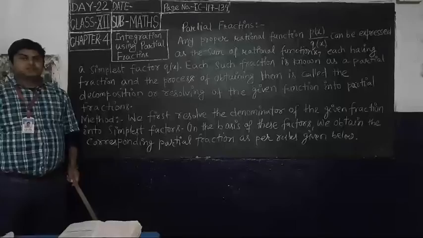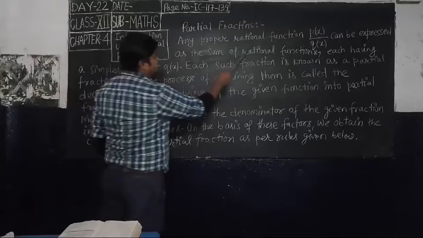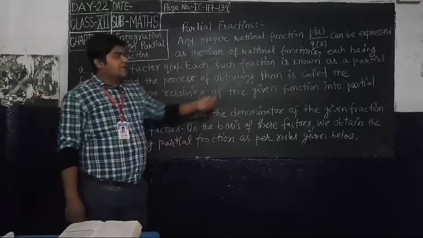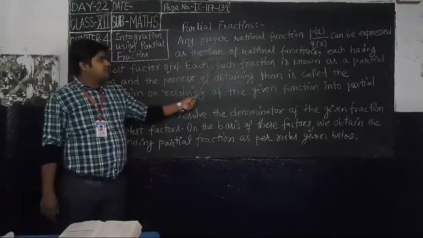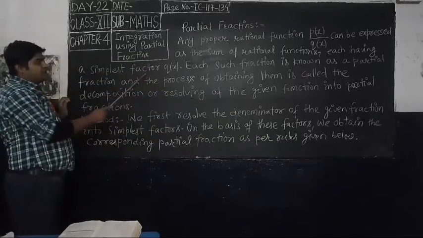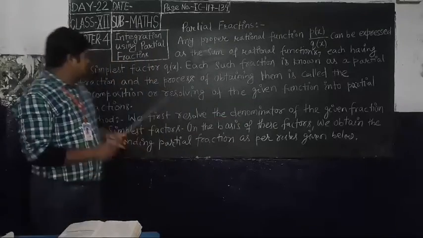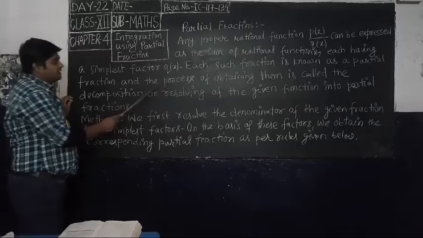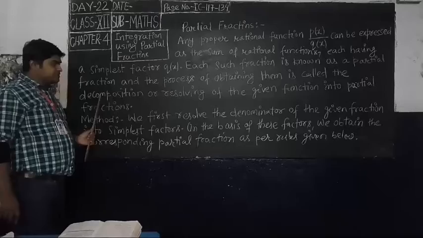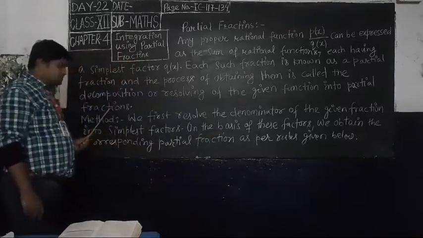Now students, see partial fractions. Any proper rational function p of x by q of x can be expressed as the sum of rational functions, each having a simplest factor of q of x. Each such fraction is known as a partial fraction, and the process of obtaining them is called the decomposition or resolving of the given function into partial fractions.